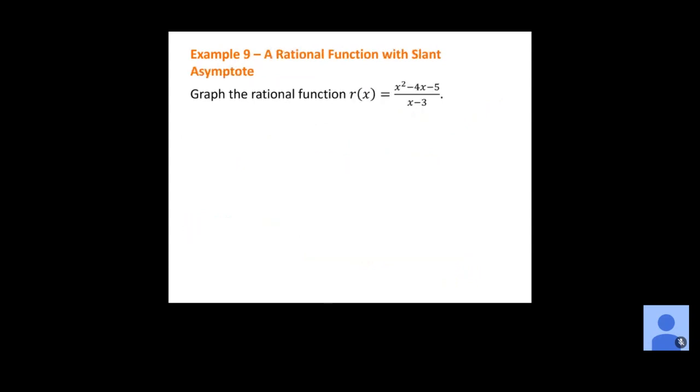All right, let's take a look at this one now. So this time we've got x squared minus 4x minus 5 over x minus 3. What's the first thing we want to do here? We're going to try to find all those same things we're looking for. So let's factor, right? So what would our factors be for that numerator?